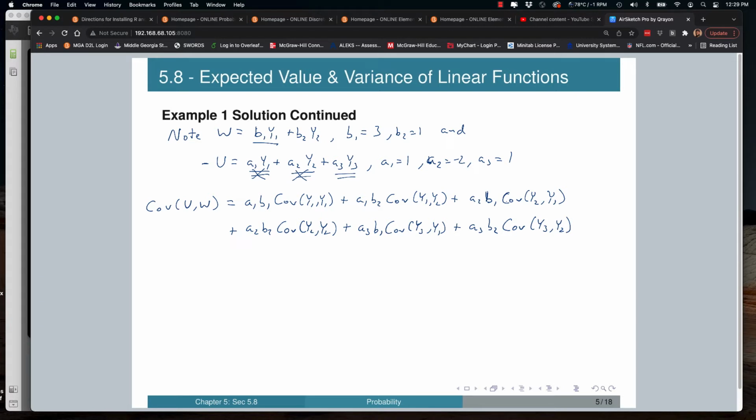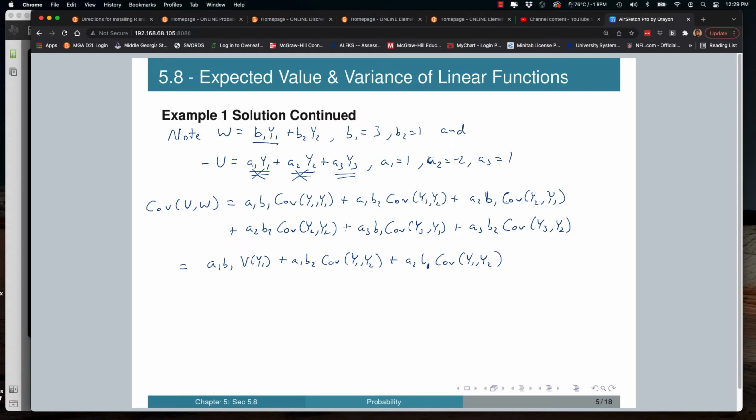All right, which just really equals, we can clean this up a little bit. So the first term is still a sub 1, b sub 1, but the covariance of y sub 1 and y sub 1, the covariance of a random variable with itself, is always the variance of that thing, plus a sub 1, b sub 2, covariance of y sub 1, y sub 2, plus the next one is just a sub 2, b sub 1, covariance of, and I'm just going to reverse these because the order does not matter, as we saw in a previous problem.